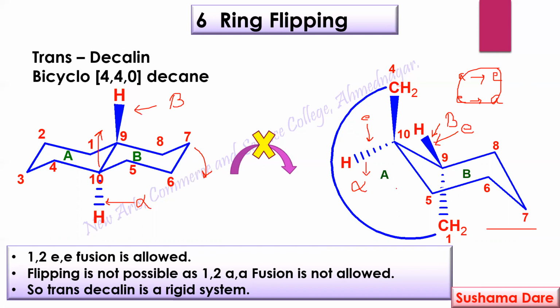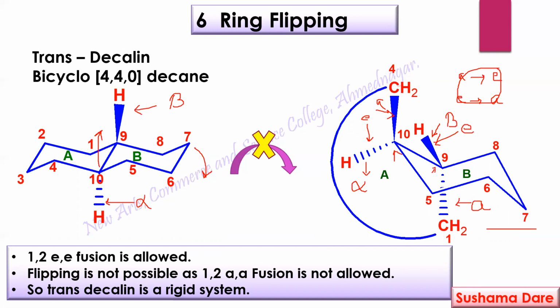As the C9 hydrogen changed to equatorial, the ring bond is now axial. So this bond is axial. Same thing, as the C10 hydrogen goes to equatorial, the C10 ring bond is again axial. So this is a 1-2 fusion, that is, the next ring starts from number 9 and number 10. So we call this a 1-2 fusion.